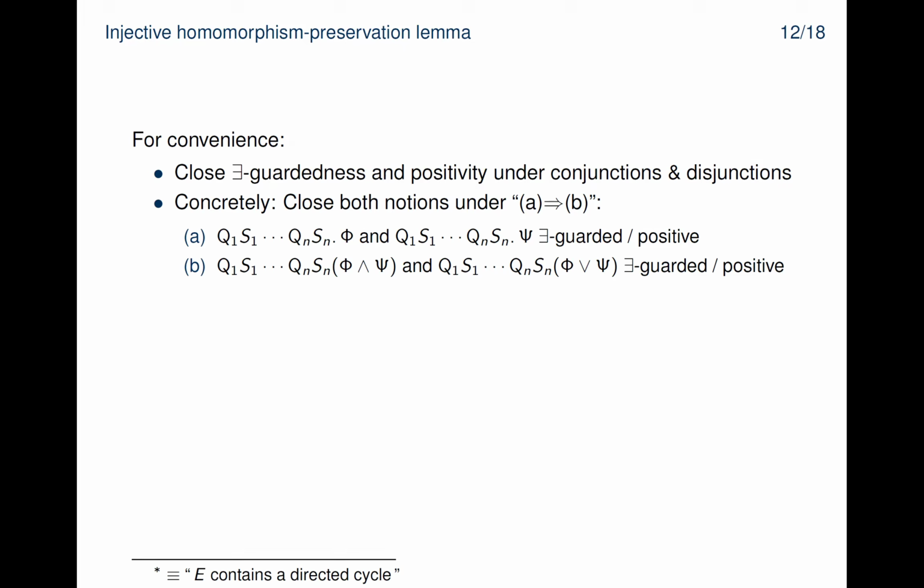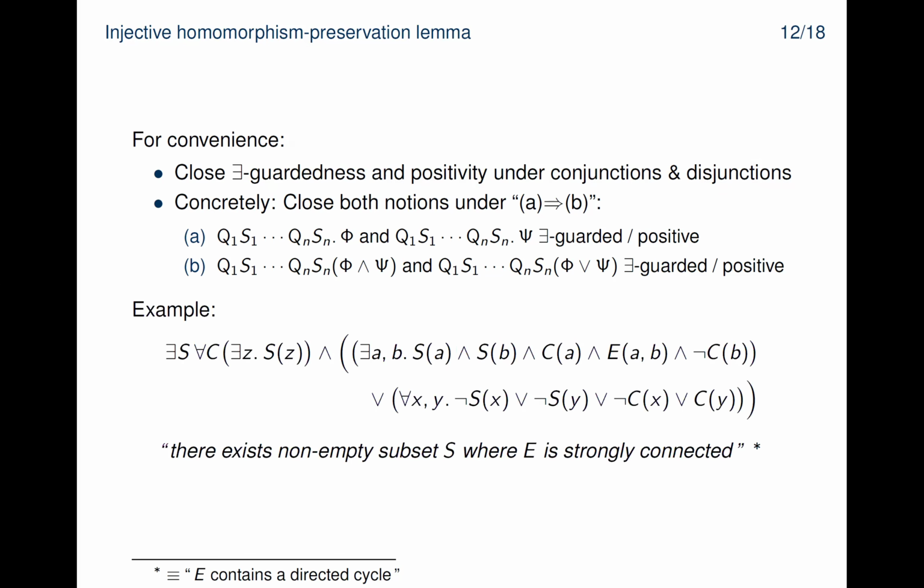So we close the definition of existential guardedness and positivity under this rule. Now let me give you an example. We have a property of structures in a signature consisting of a single binary relation symbol, and the property is that there exists a non-empty subset S of the domain where this relation E is strongly connected. If you think about it, this is just a fancy way of saying that E contains a directed cycle, but here we only use unary symbols.